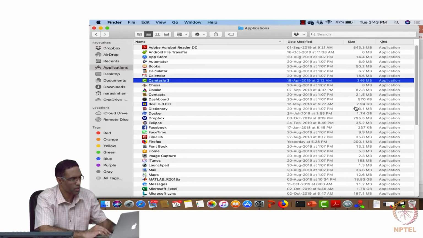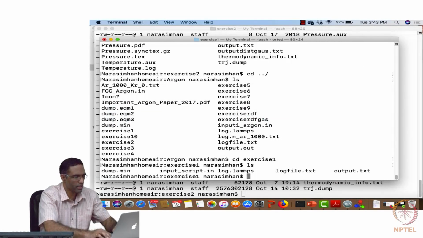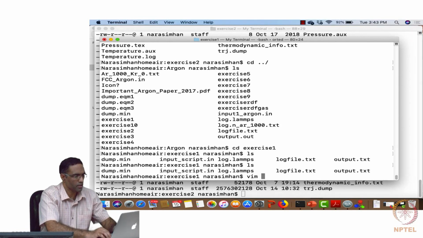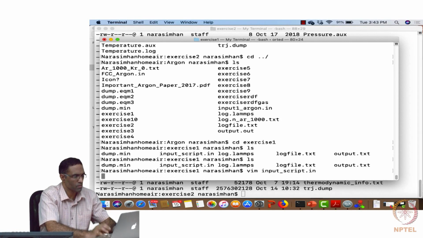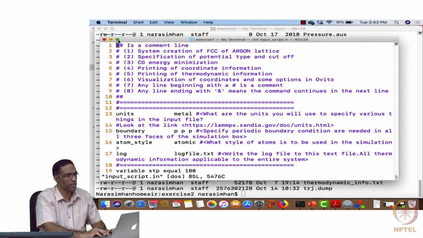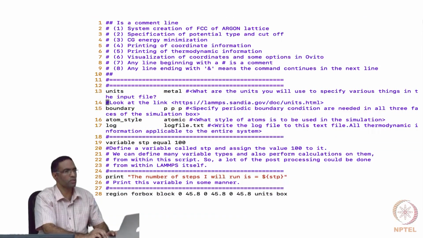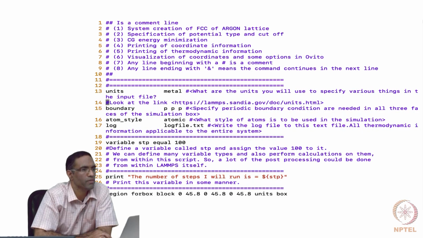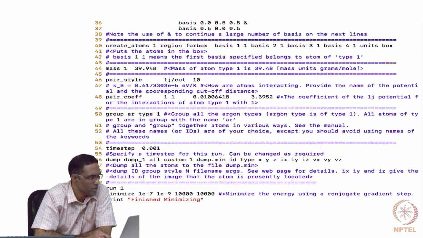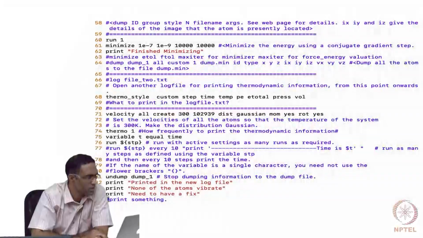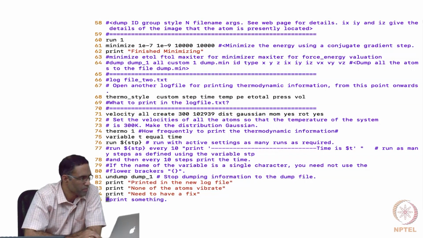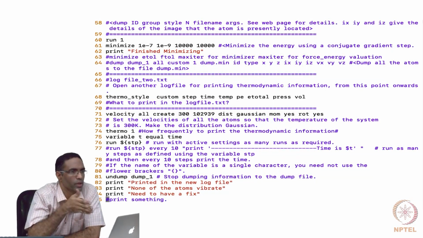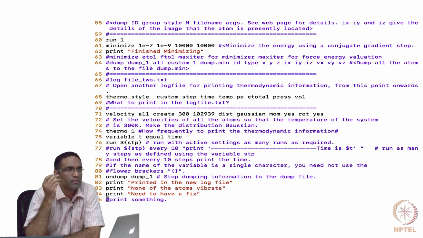Good afternoon. Take a look at the input file that we generated yesterday. The first script that we generated yesterday was a very simple script, just to highlight the various commands. Like I mentioned, if you look at the dump file and load it onto Ovito, you might not see the atoms moving, or reflect any temperature for that particular system.